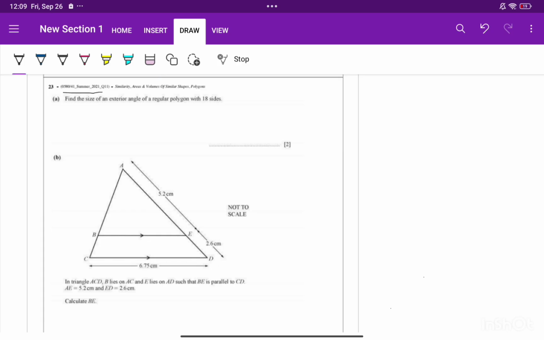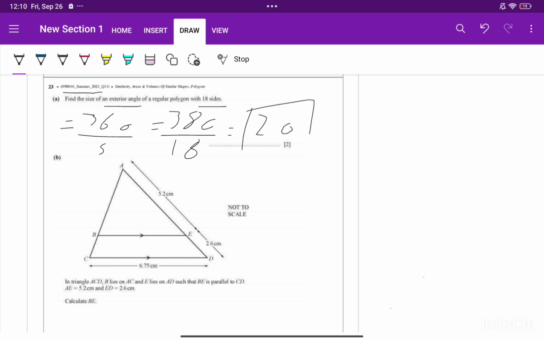Question 11. Okay, part A. Find the size of the exterior angle of a regular polygon with 18 sides. Okay, so this is an easy part. As we know, the exterior angle formula is 360 divided by the number of sides. So the number of sides over here is 18. So 360 divided by 18. So we will use the calculator. 360 divided by 18 is 20. So 20 is our answer.